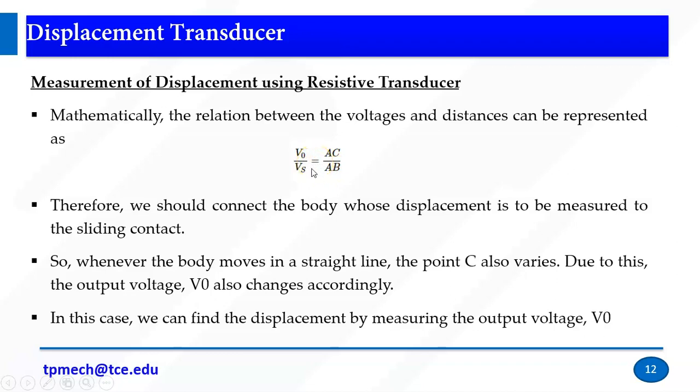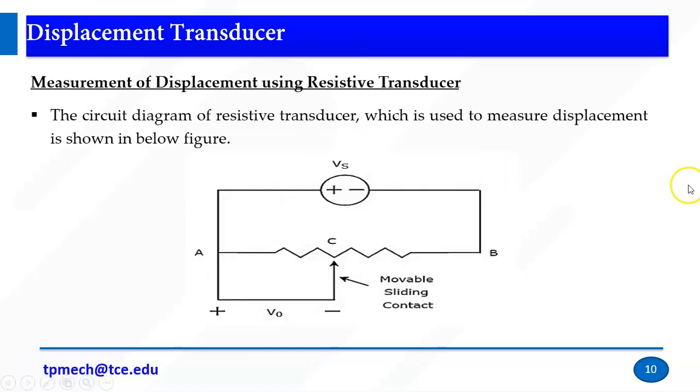For example, if I know Vs, the supply voltage, because I am giving the supply, so I know how much I am going to supply. AC and AB can easily be measured. It's a linear displacement. AB is a fixed distance, only AC will move. I know the value of AB, and Vs also I know. V0 I can measure with the help of a potentiometer.